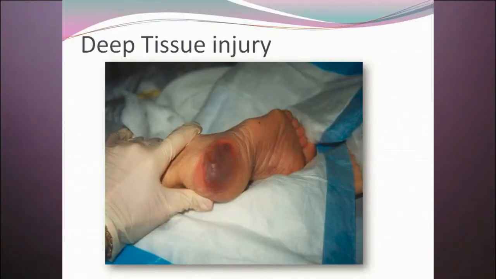Also keep in mind that if you see a blood-filled blister, a serosanguinous filled blister, that is also considered a deep tissue pressure injury. Now you recall previously when we looked at stage 2 pressure injuries, we'd mentioned that a serous-filled blister is considered stage 2, whereas a blood-filled or serosanguinous filled blister is considered a deep tissue pressure injury, and that's an important distinction.